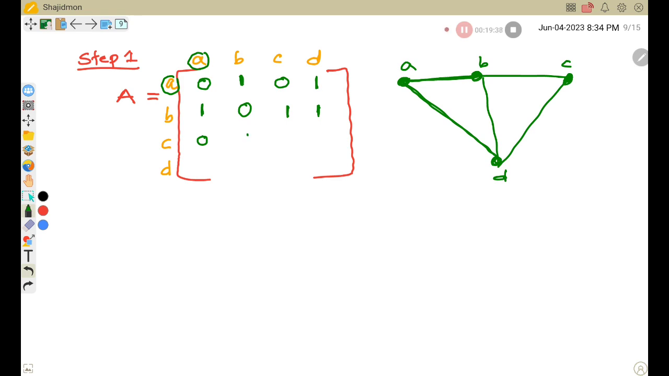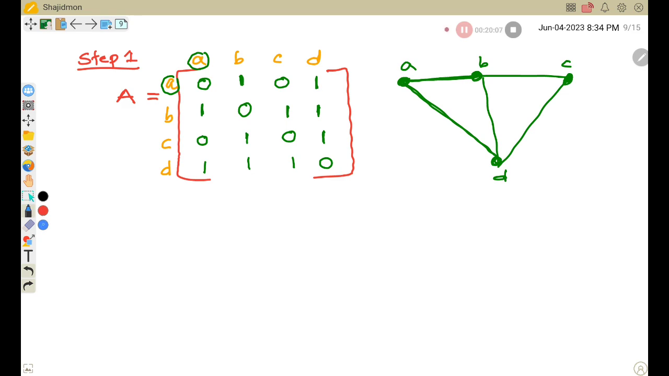And C to B, we have 1. And C to C, there is no loop. Sorry, C to C, 0. And C to D, we have 1. Now, D to A, we have 1. D to B, also 1 edge. And D to C, also 1 edge. And D to D, there is no loop. Correct? So, this is the adjacency matrix representing that graph G.